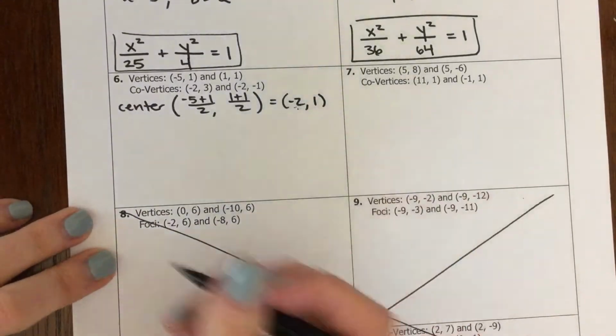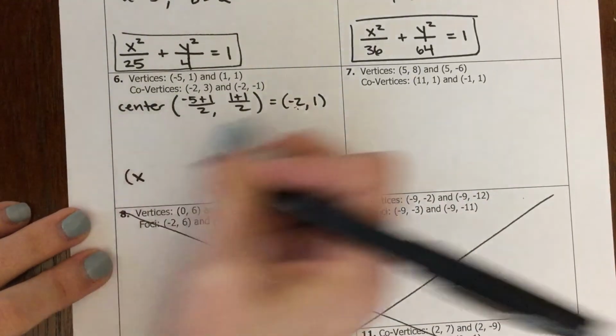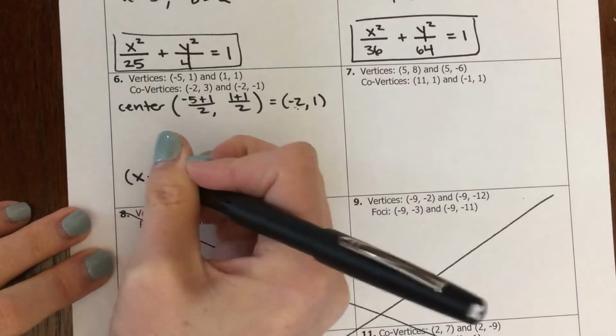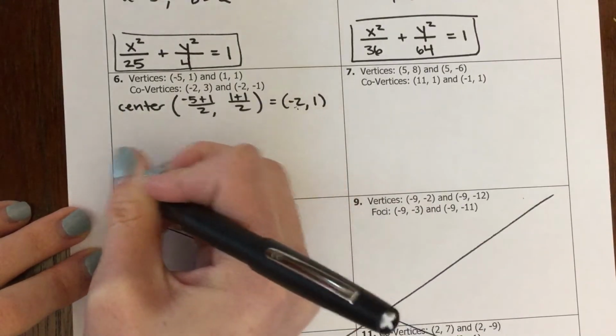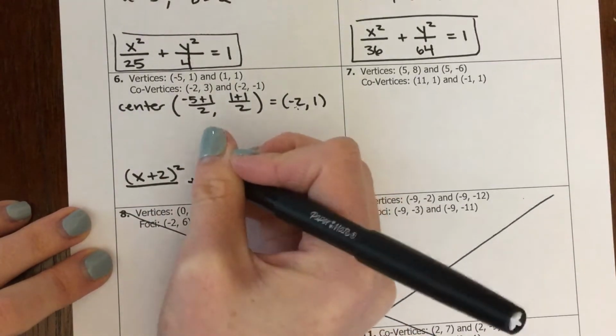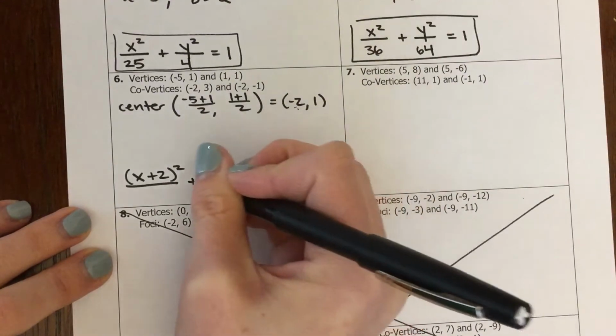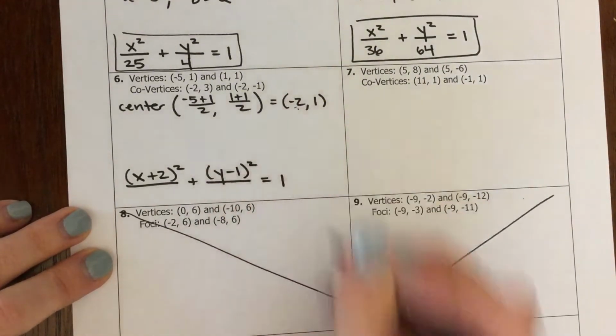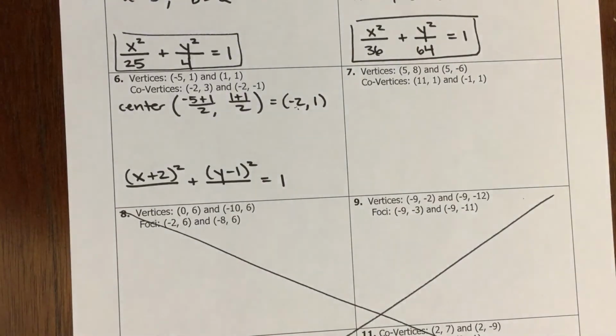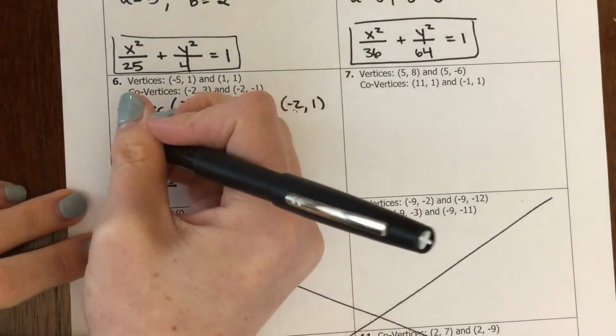All right, so let's start the equation down here. X, and then for a -2, I have x plus 2 squared over something. My y coordinate is 1, so I have y minus 1 squared over something, and then always equals 1. All right, so now our A and our B are gonna be a little bit trickier for these ones.